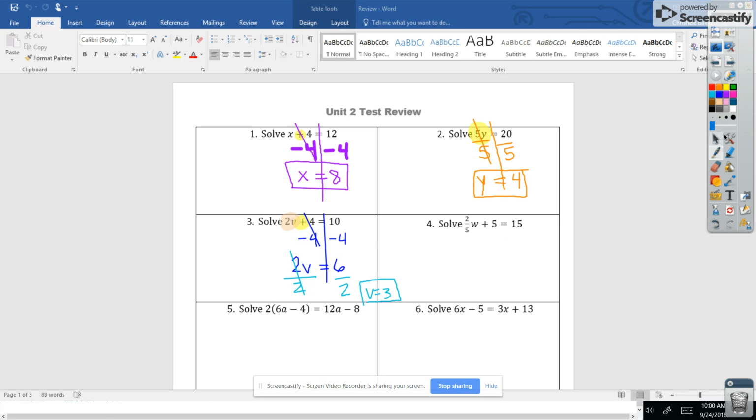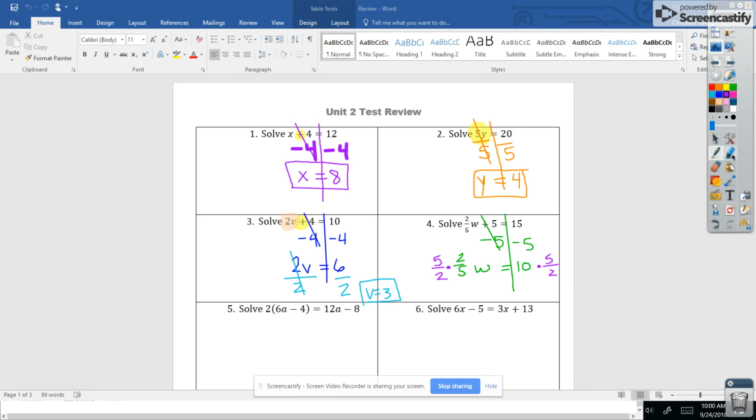Again, in number 4, I have a two-step equation. So I am going to subtract 5 from both sides to start, both sides of the equal sign. 5 minus 5 is 0, so I'm left with 2/5 w, and then 15 minus 5 is 10. Now the inverse of 2 over 5 is 5 over 2. I'm going to multiply both sides by 5 over 2.